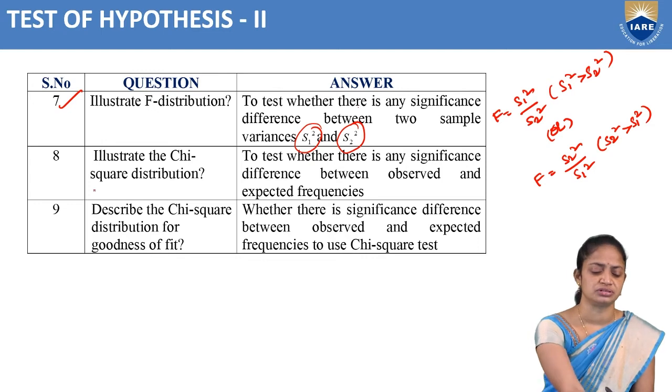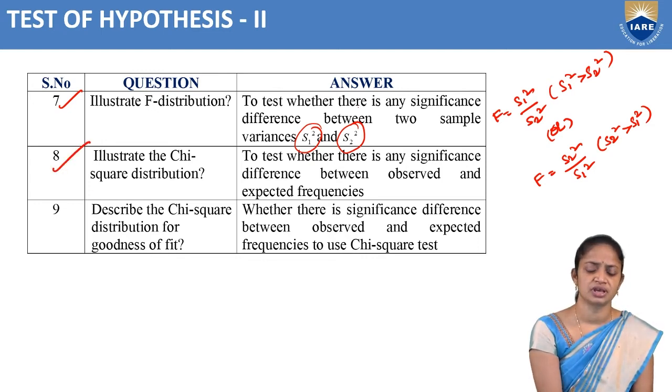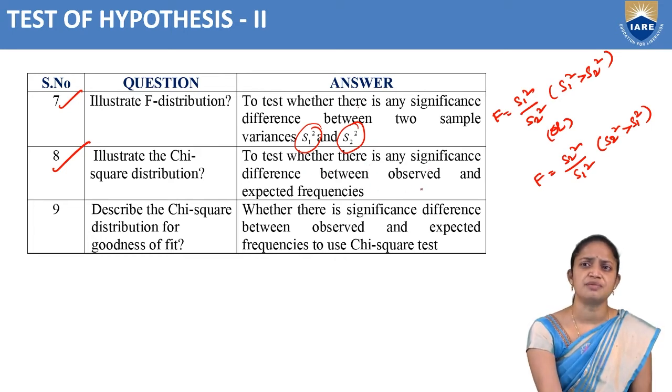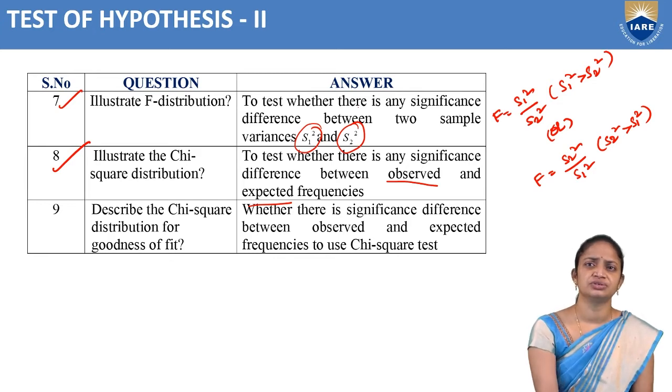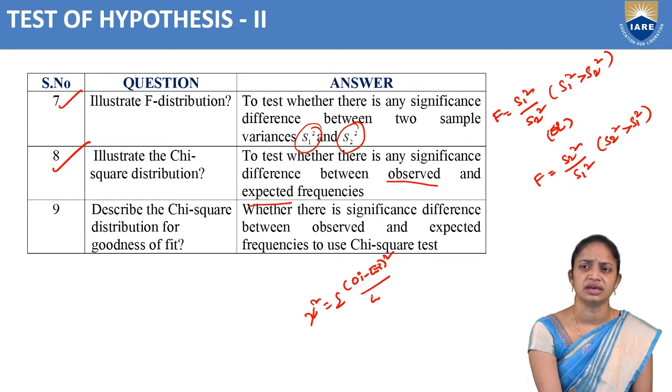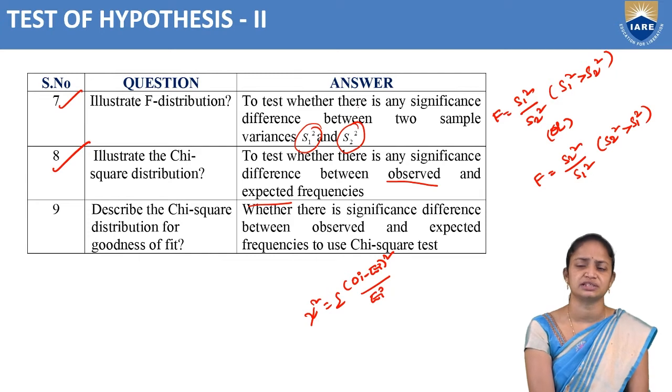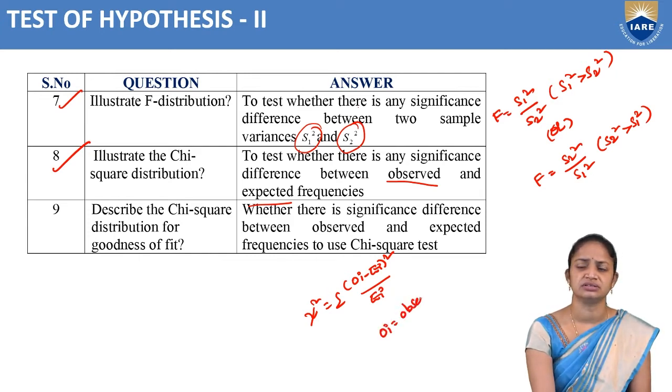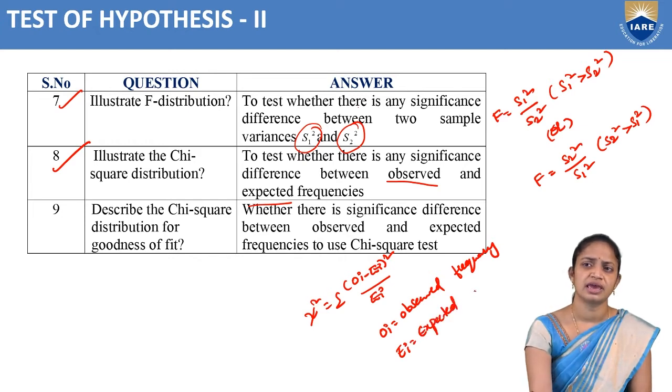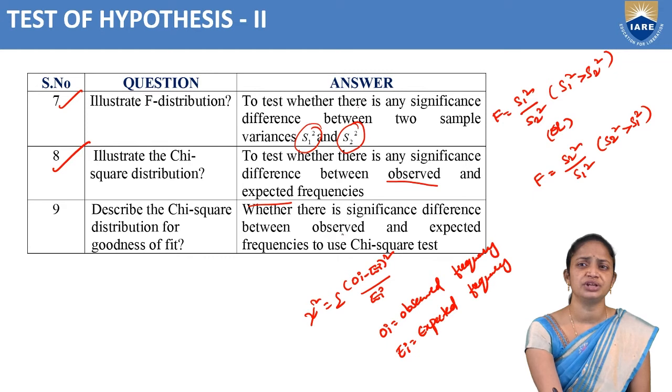Next, coming to the chi-square distribution. Illustrate the chi-square distribution. To test whether there is any significant difference between observed frequency and expected frequency, we can use chi-square distribution. The chi-square distribution formula is chi-square equal to summation of (Oi minus Ei) whole square by Ei, where Oi is the observed frequency and Ei is the expected frequency. So what is the definition? If there is any significant difference between observed frequency and expected frequency, we can use chi-square distribution.